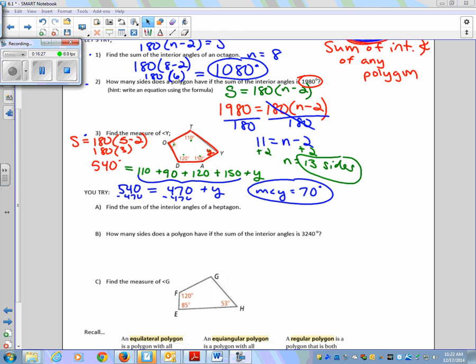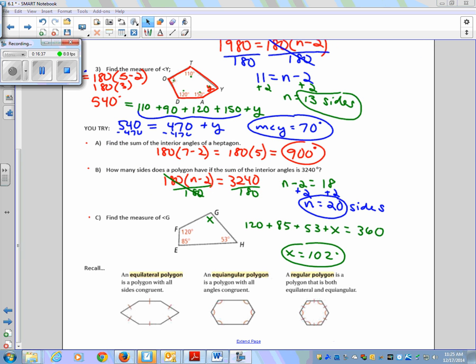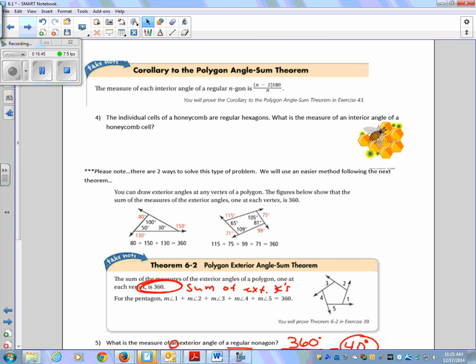Okay, so try A, B, and C. Try them on your own. They're just like the three we just did, so you can refer back to those, and then we'll come back and check our answers. Okay, so check your answers for A, B, and C. And we will move to the back.